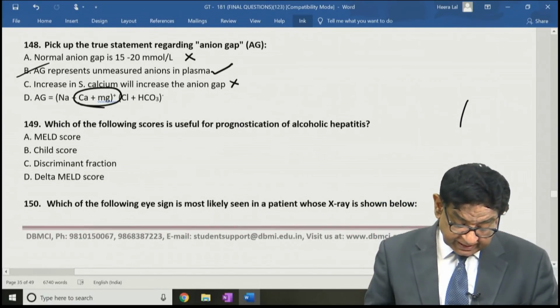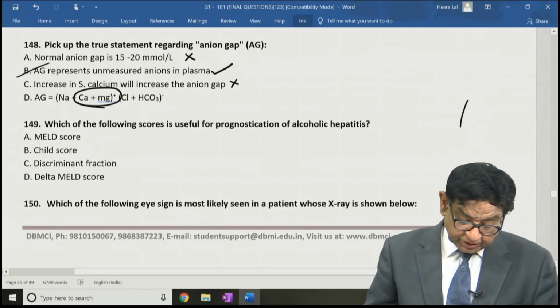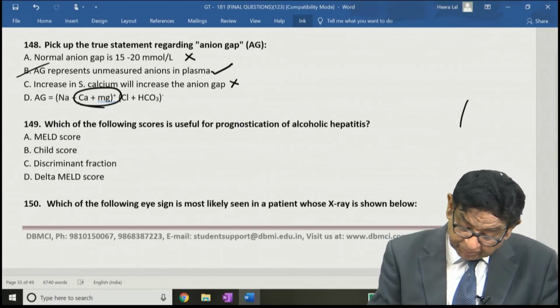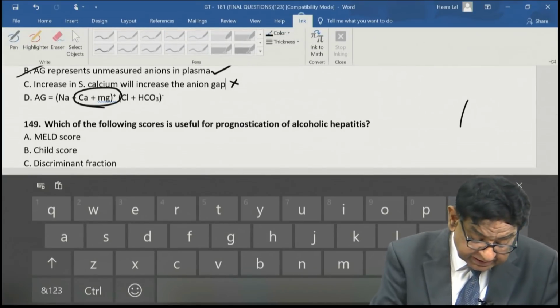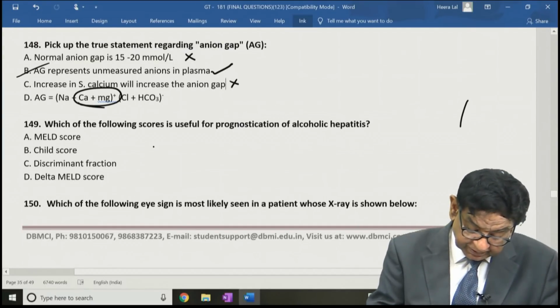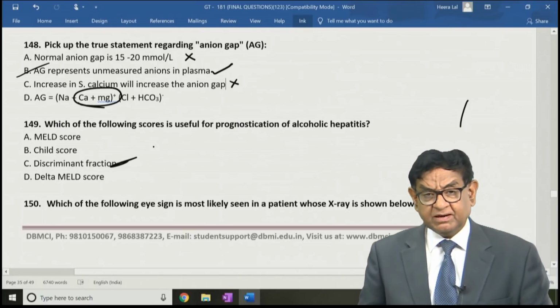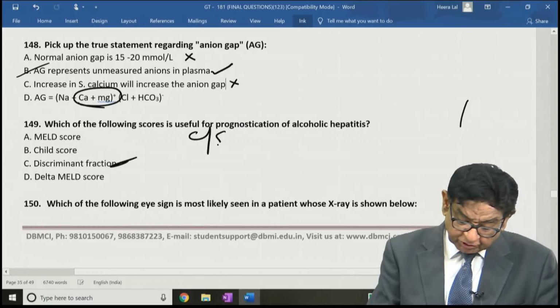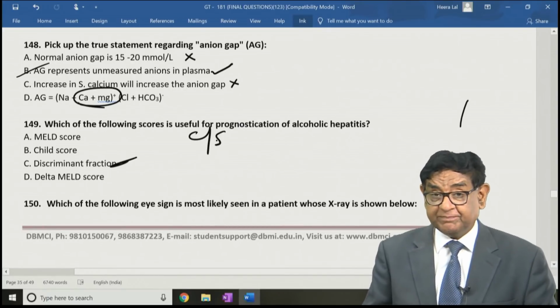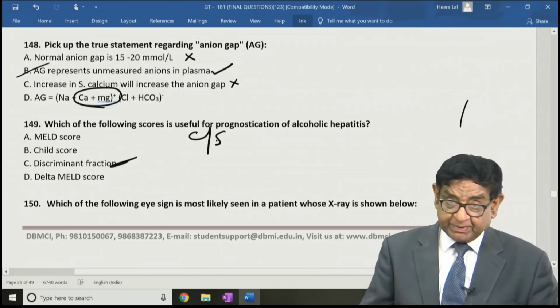Question 49. Which of the following score is used for liver prognostication? What we use is discrimination factor. Discrimination factor is classically used when we plan to start glucocorticosteroid. CS stands for corticosteroid therapy in a case of alcoholic hepatitis.